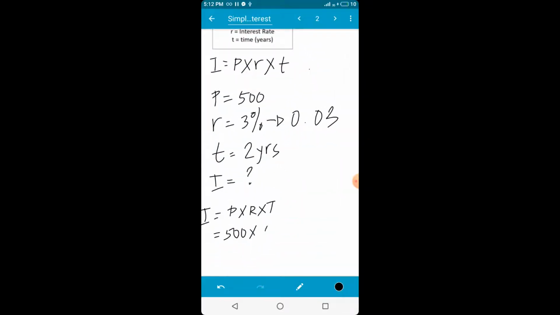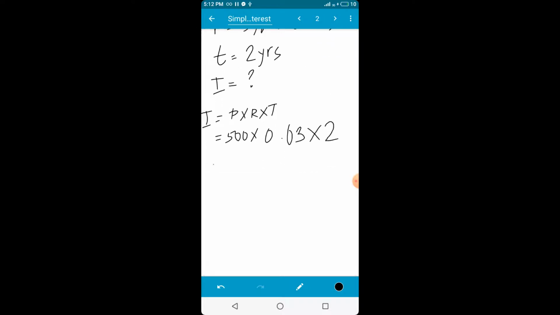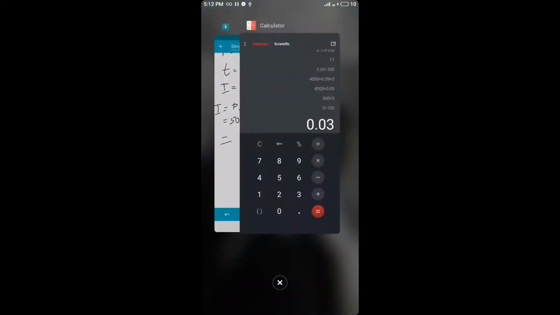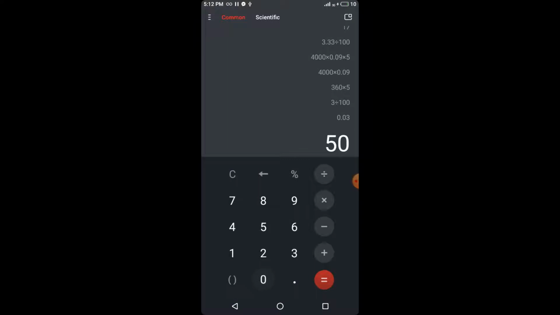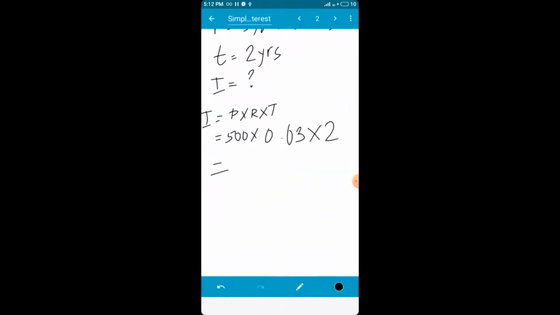Okay? So, let's multiply it here. And then, multiply it by the time, which is 2 years. Okay? So, let's solve. Let's just use the calculator for that. So, 500 times 0.03 times 2. So, the interest amount is 30 pesos. Okay? So, yun lang guys ang pagkuha ng interest amount.